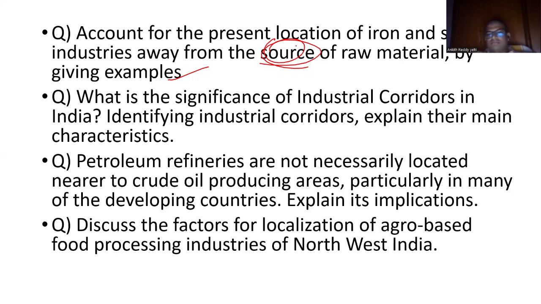Then moving on: what is the significance of industrial corridors in India? Identifying industrial corridors, you need to draw a map of India, identify industrial corridors, and explain the main characteristics of that industrial corridor. Then, petroleum refineries are not necessarily located near crude oil producing areas, particularly in many of the developing countries; explain its implications. So once again, same question.